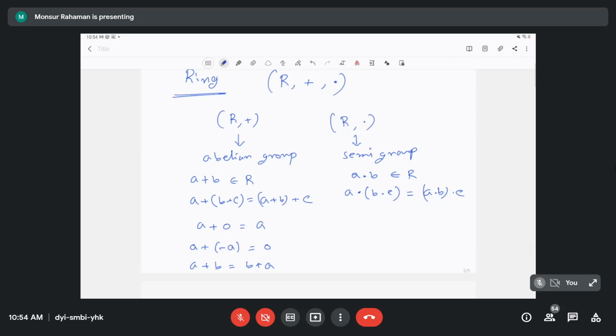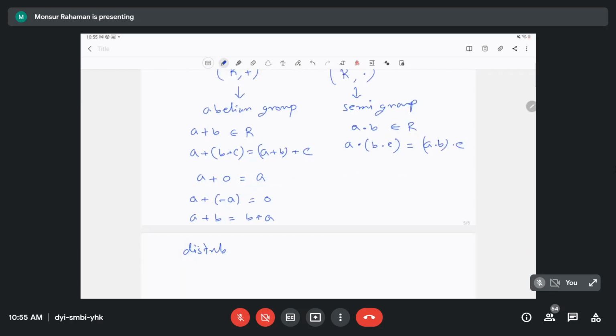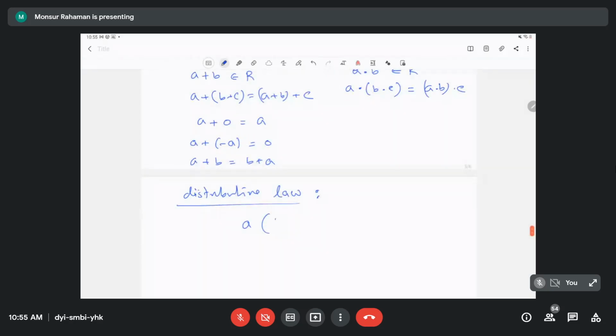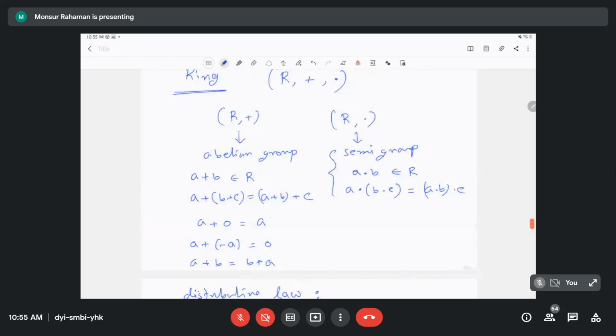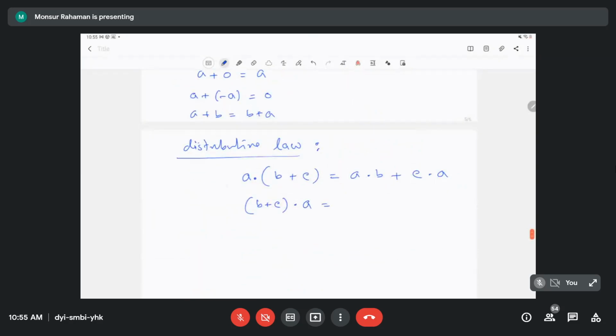Now we have to somehow connect them. These two operations have to be connected. That is called the distributive law. This is A dot (B plus C) has to be A dot B plus A dot C. And this has to be written in the other way also, because this is not an abelian commutative property. With respect to dot, it is not commutative. So again, you have to write it in two ways: (B plus C) dot A equals B dot A plus C dot A.